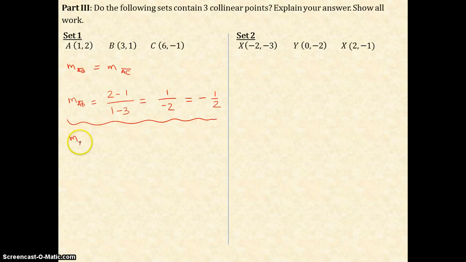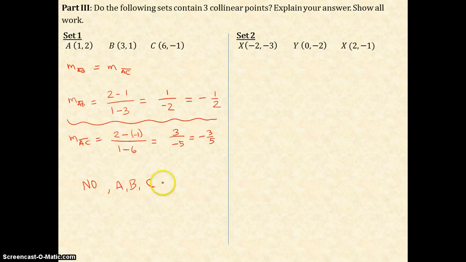Now how about the slope of AC? That's going to be 2 minus negative 1, the difference of the y values on top, and then 1 minus 6 on the bottom. 2 minus negative 1 is 2 plus 1, which is 3. And then 1 minus 6 is negative 5. So that's negative 3/5. Since these two slopes are not equal, that means we're coming in different directions out of point A to get to points B and C. So no, A, B, and C are not collinear.